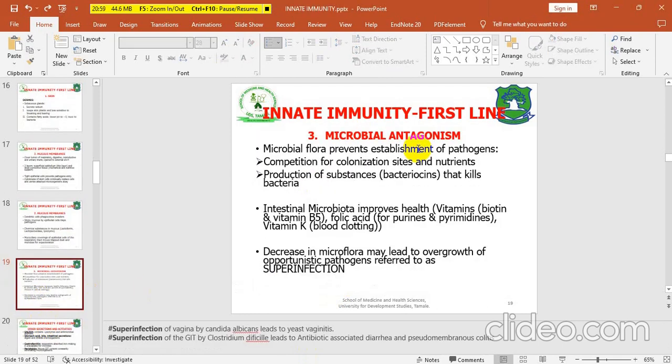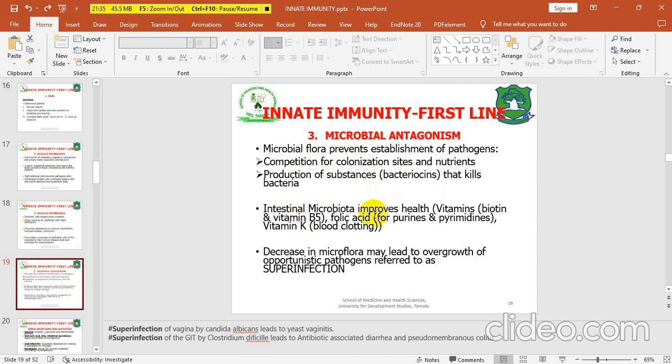So microbial antagonism. We have the microbial flora prevents establishment of pathogen. I earlier explained this. The normal microflora, they don't kill the pathogen, but they will prevent the pathogen from growing by competing with it for water, food, energy, and everything, and even for space. Competition for colonization sites and nutrients, like what I've said. Production of substances. The normal microbial flora produces bacteriocins that kill bacteria.